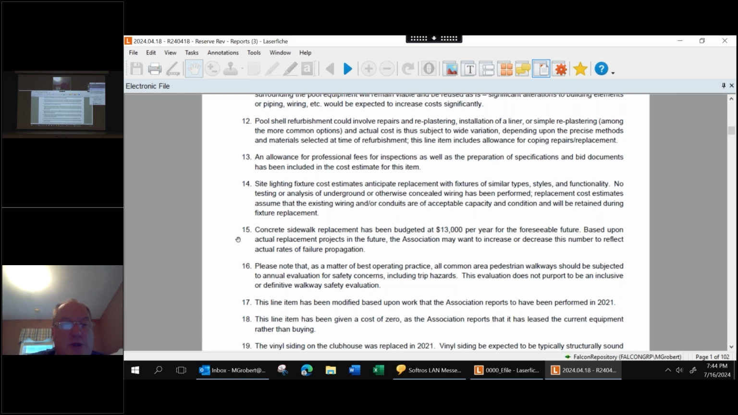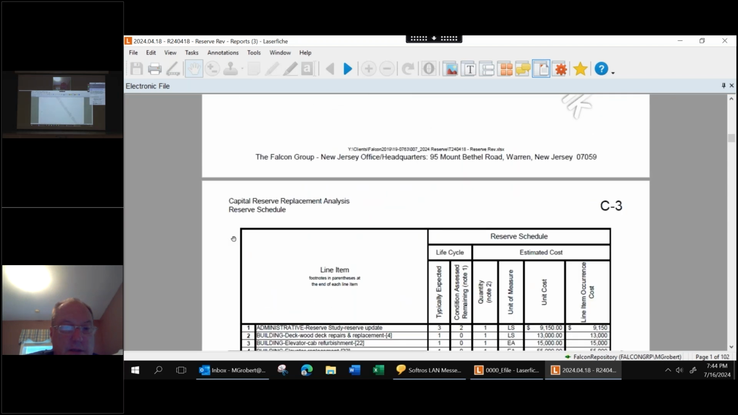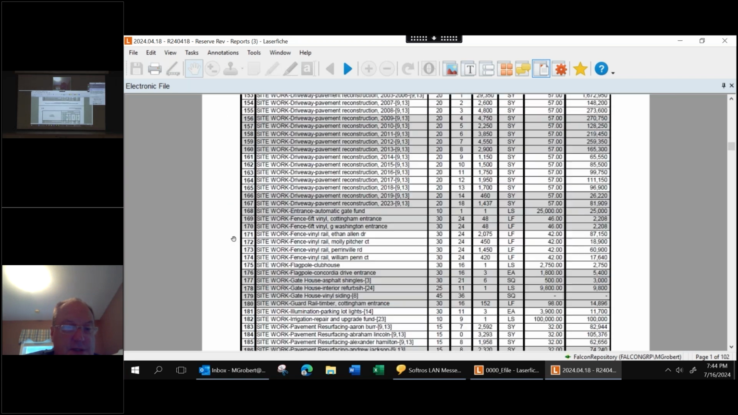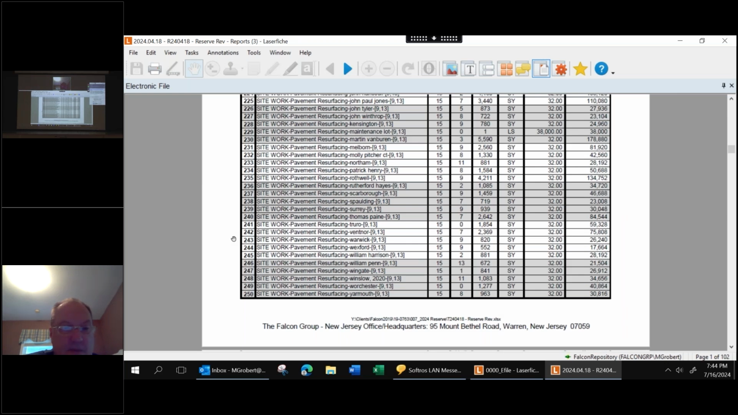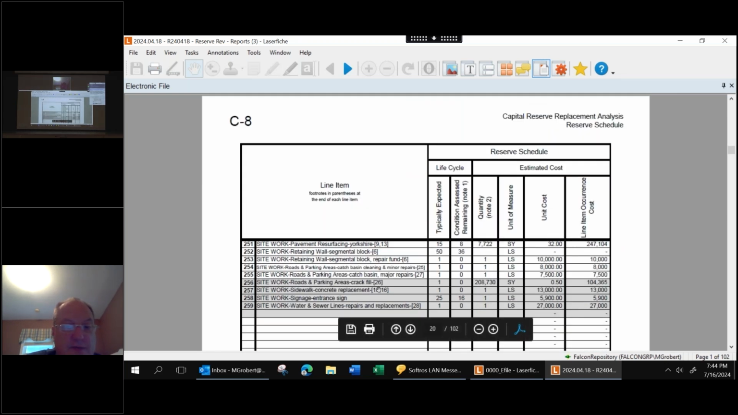For instance, your sidewalks have a number 15 in brackets, and the concrete sidewalk replacement has been budgeted at $13,000 per year for the foreseeable future. That number was provided to us by your association. So if you look at 15 on the schedule, you'll see sidewalks come pretty much last on here. You'll see sidewalks 15, $13,000 a year. So that's what those numbers in brackets are.